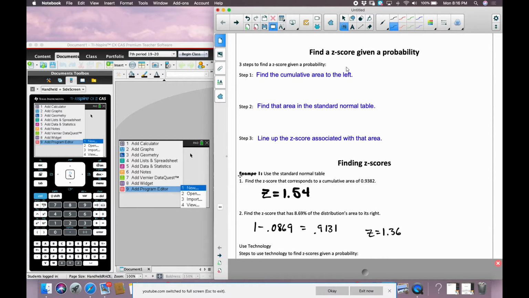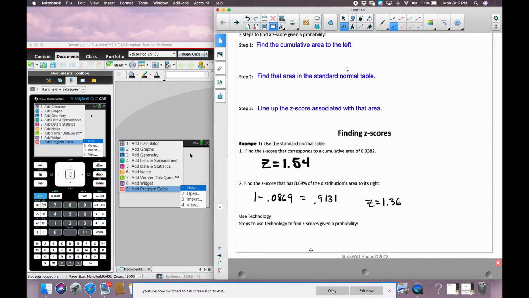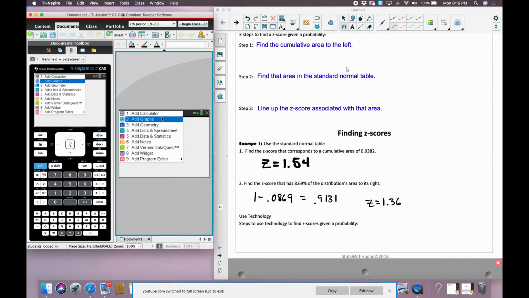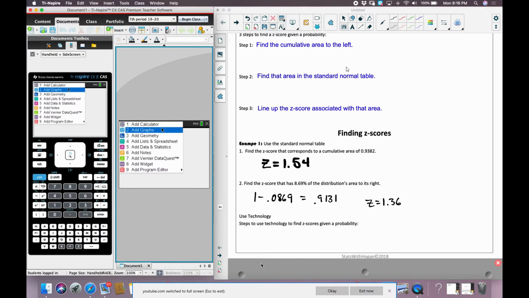Right. Now there's an easier way, because that's kind of awkward hunting around the table, and then if you're in between a couple values, you're going to have to find the average. So there are more efficient ways to use technology. I'll be using the TI-Nspire. Let me just go ahead and maximize this for you.